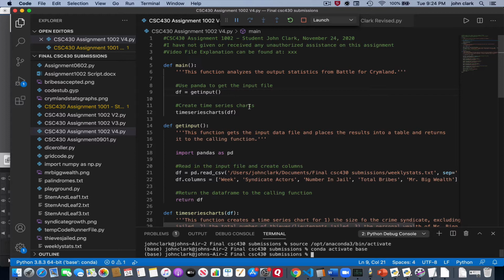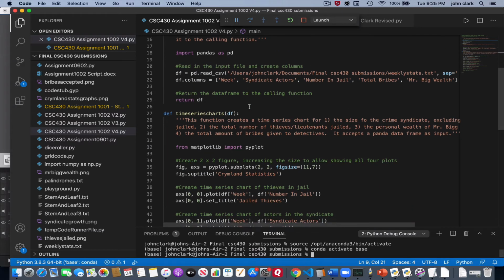I have two functions, get input and time series charts. Get input simply has two statements, the first of which reads the data file, which has no headers in it. A second statement then adds the headers to the data frame. The data frame is then returned back to the calling function.